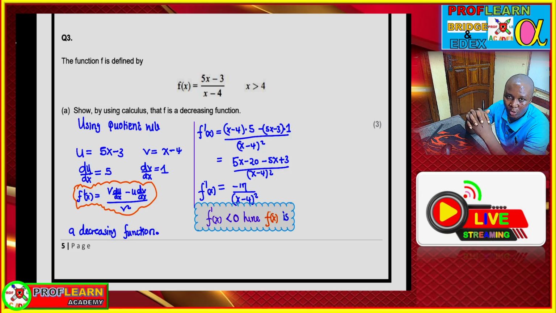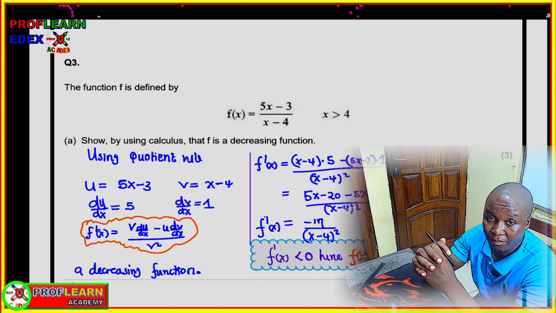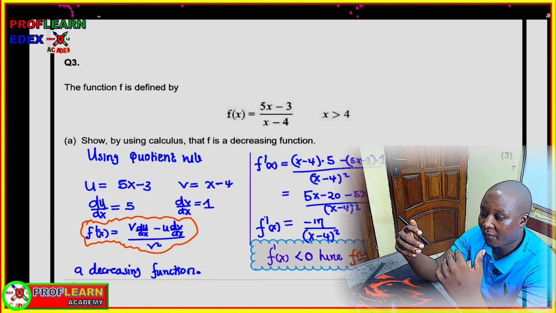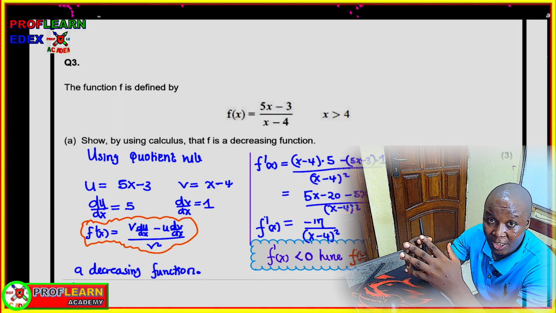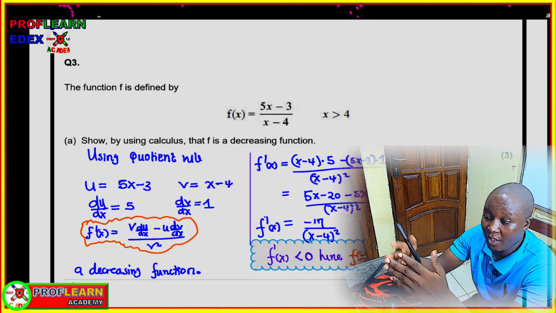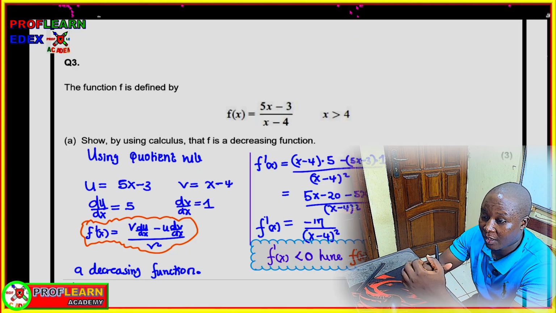Remember, a decreasing function, which you did in P2, is a function that is always negative. A function is decreasing if it's less than 0, which means it's negative. But if a function is always positive, then we can say the function is increasing. So the main concept you are doing here is to differentiate and check the derivative of f of x. Is it always negative? Then from there we can confirm and say the function is decreasing.